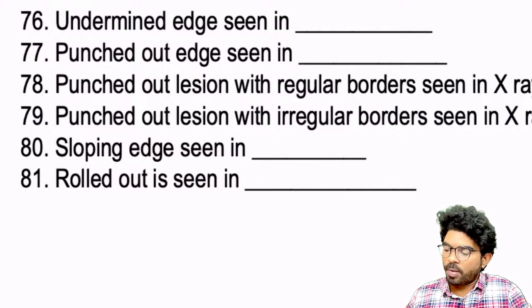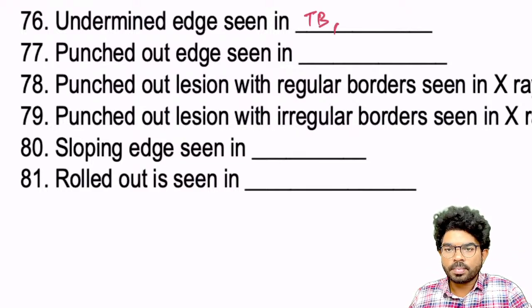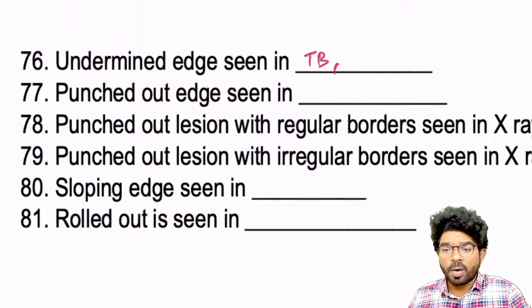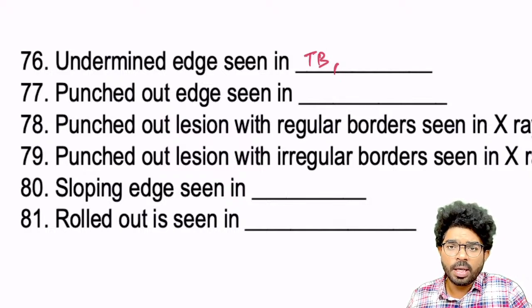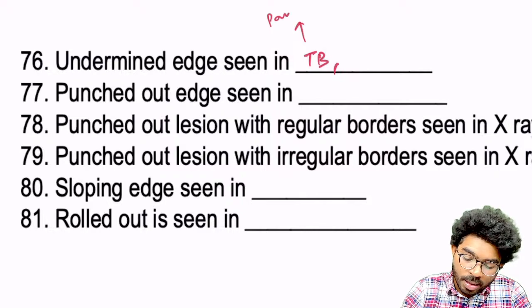Undermined edge, we have already discussed. Undermined edge is seen in the case of TB. TB ulcer, undermined edge is seen. When I'm talking about TB ulcers in the oral cavity, we already have a question in the 2017 NEET examination about TB ulcer. TB ulcers in the oral cavity are painful ulcers. They are painful, they are multiple.